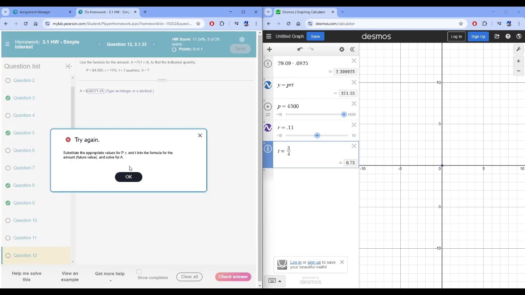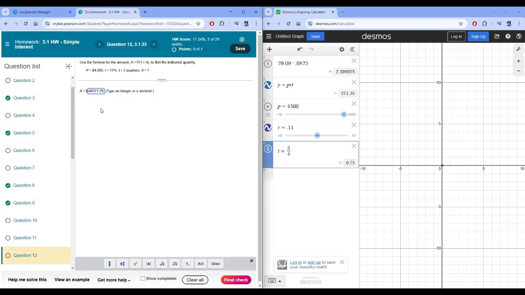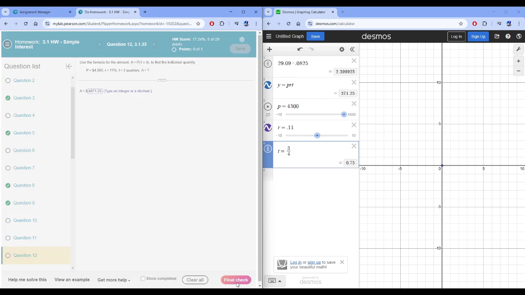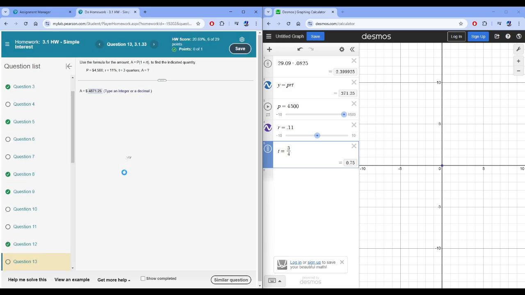What is the value of t? Oh, did I mess something up? Yeah, that's way too big. 4,500. I think I entered in an extra digit. There we go. Okay, 3 quarters. I gotcha, 3 quarters of a year.